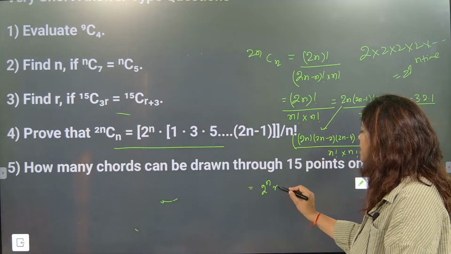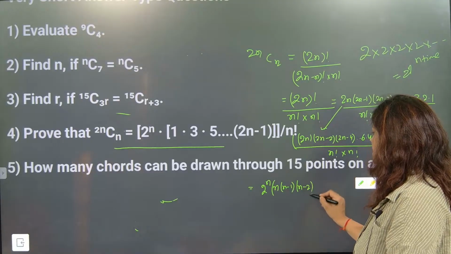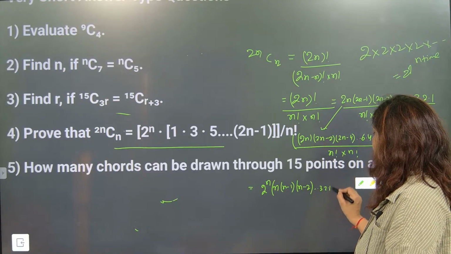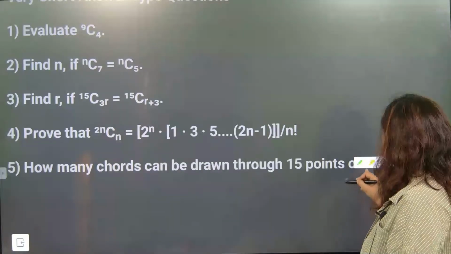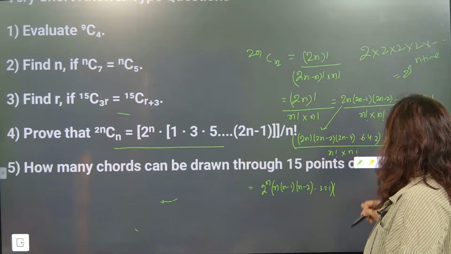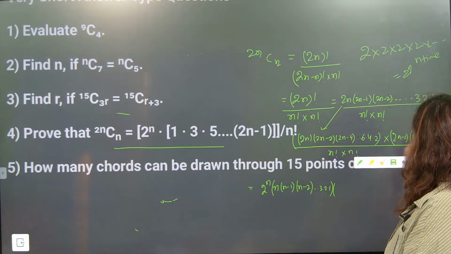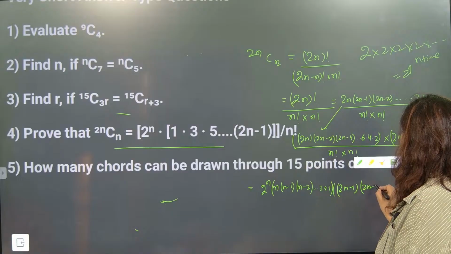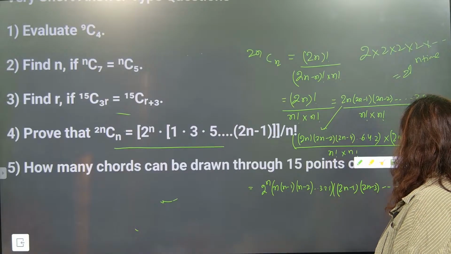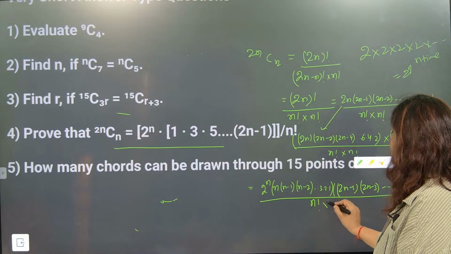Then what is left here? n minus 1, n minus 2, into 3, 2, 1. But the odd section will remain as it is, this part. It will come as the odd numbers 2n minus 1, 2n minus 3, ... 3, 1. Now here, beta, n factorial into n factorial.